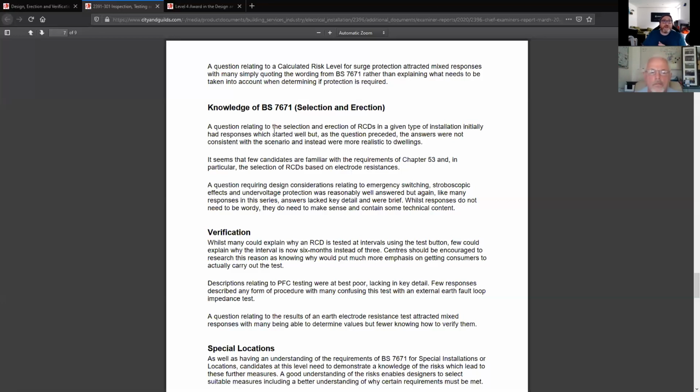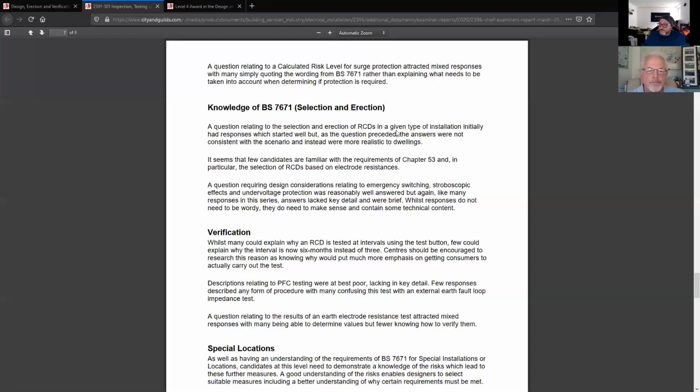Selection and erection: a question related to the selection and erection of RCDs in a given type of installation initially had responses which started well, but as the question proceeded, the answers were not consistent with the scenario and were more realistic to dwellings. So I'm assuming that's more about an understanding of RCDs, 30 milliamp, type A or delta N, and maybe they've said, okay, let's have an RCD of X, but then they've said, let's test it at times 5, which most likely refers to additional protection. You wouldn't test that at times 5 if it was a 100 milliamp RCD, for example.